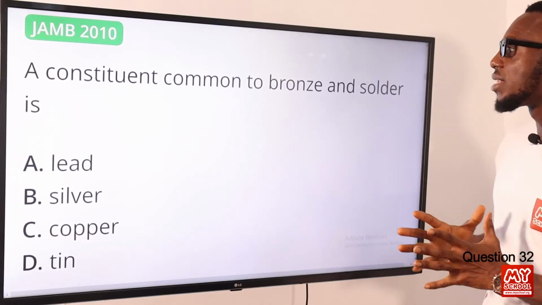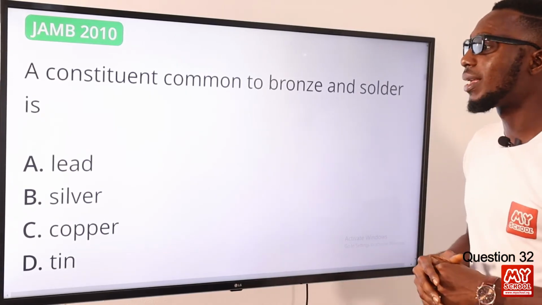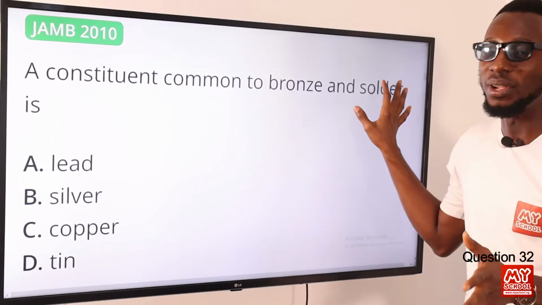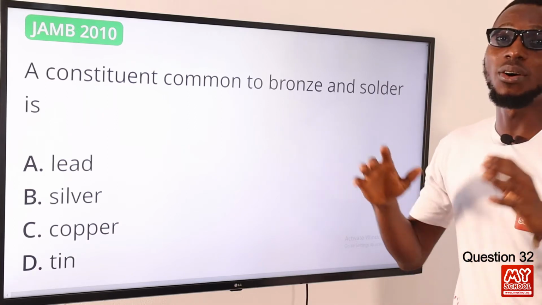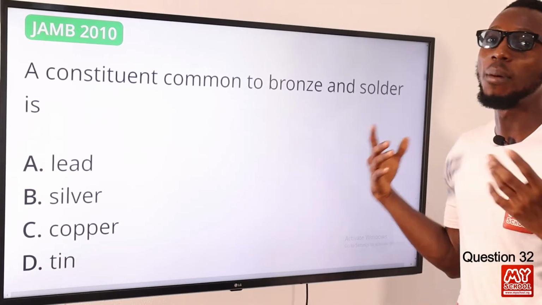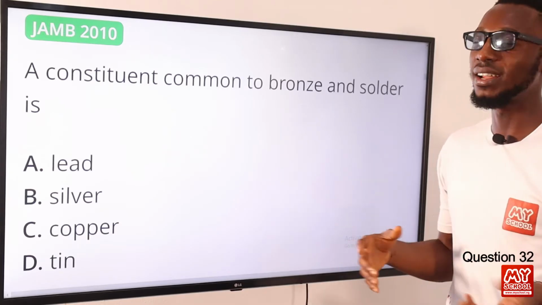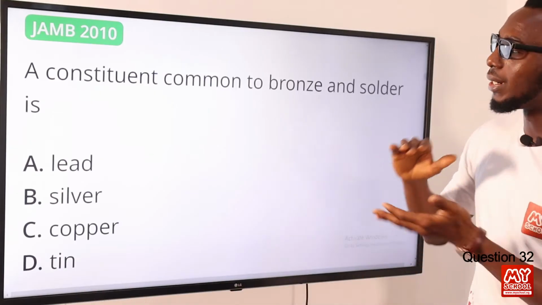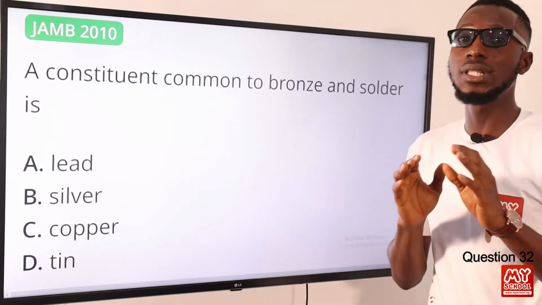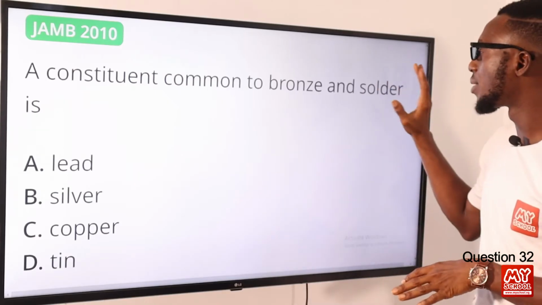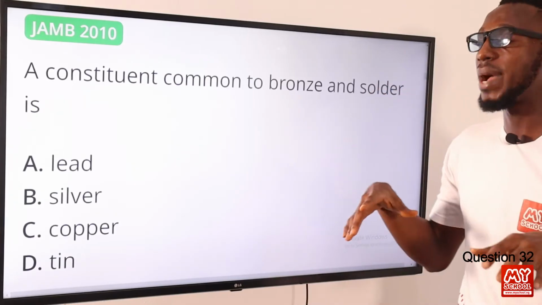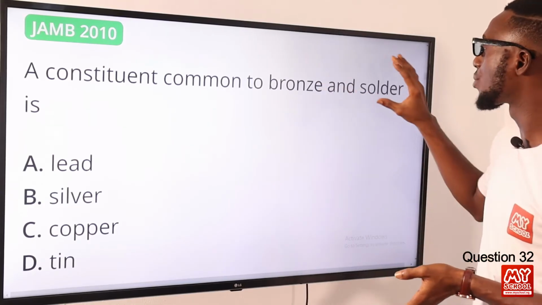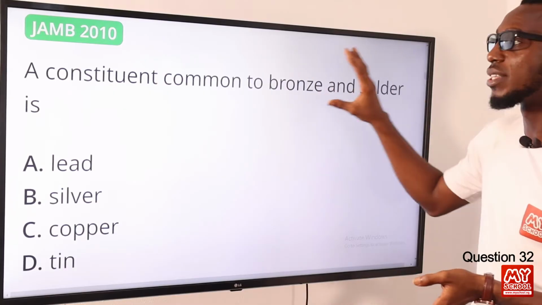32. A constituent common to bronze and solder is what? At first this comparison is about alloys. An alloy is a homogeneous mixture of two or more metals. Sometimes we can involve non-metals like carbon. When it comes to bronze, we are looking at a very high percentage of copper and a lower percentage of tin. Talking about solder, we are looking at almost the same percentage of lead and tin. So when it comes to bronze and solder, tin is the common constituent.